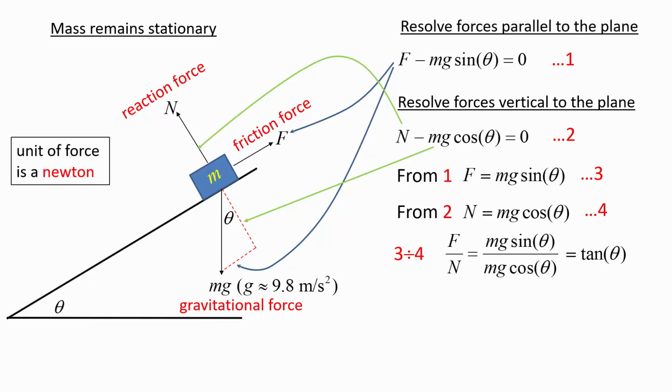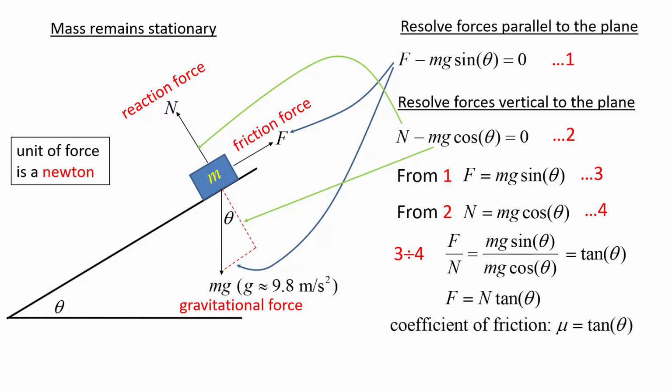which is tan theta. So we have F over N equals tan theta, or we can write it as F equals N tan theta. In other words, the frictional force is the same as the reaction force multiplied by the tangent, tan theta, of the angle.